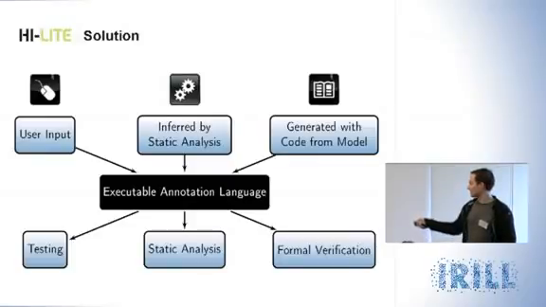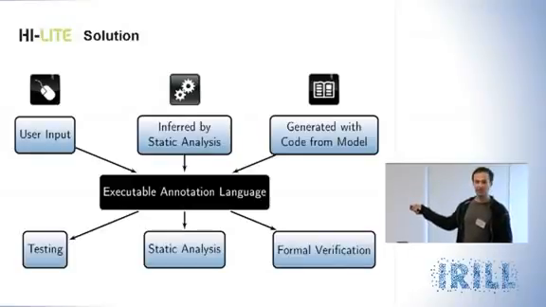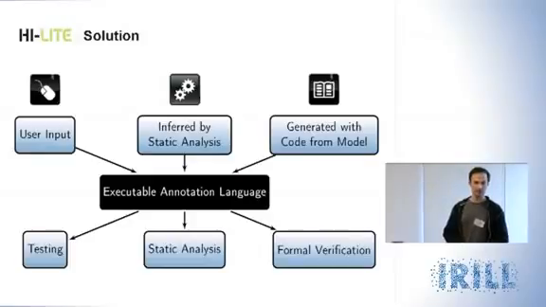On the other side, static analyzers, at least some, are good at inferring properties, and you could express them in this same executable annotation language. Of course, most of these annotations are expected to be written manually by the user. And although it's outside the scope of Hi-Lite, this opens the possibility to generate these annotations together with the code, since they are at the same level, from models, so higher level languages.